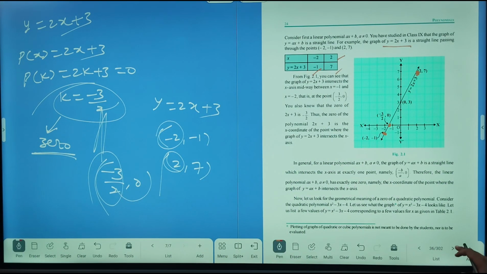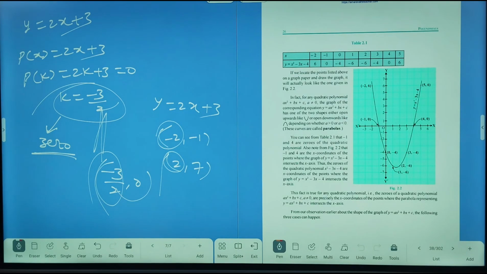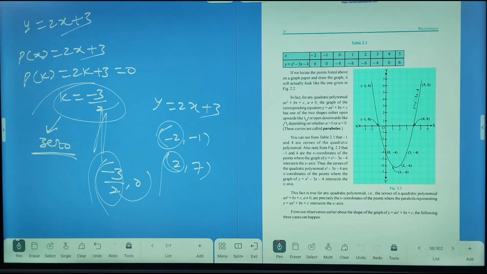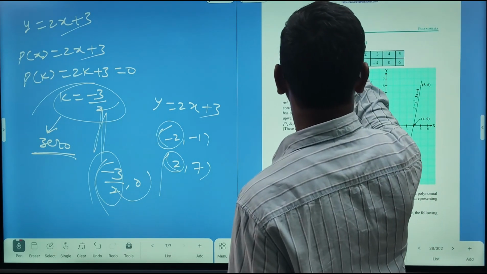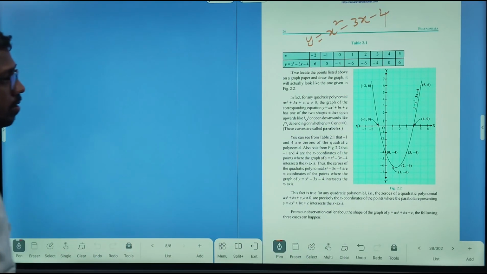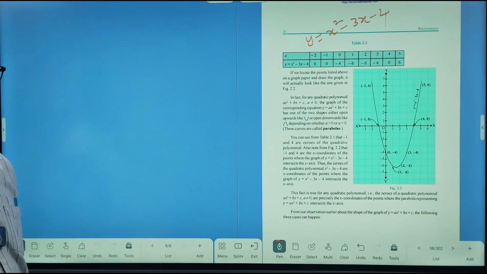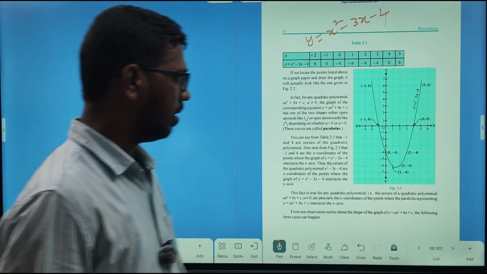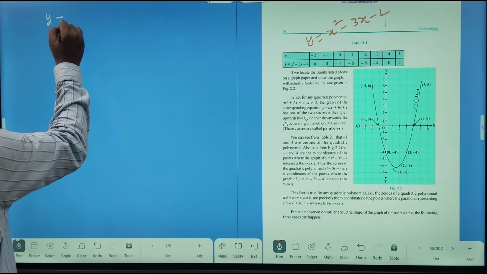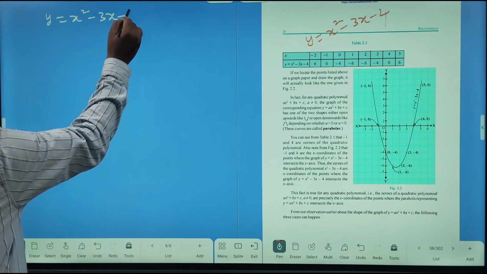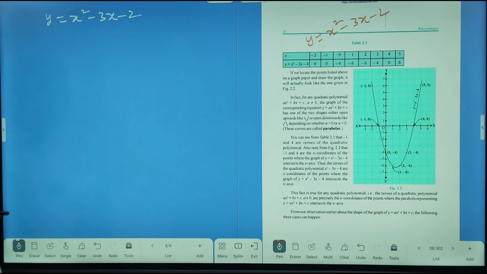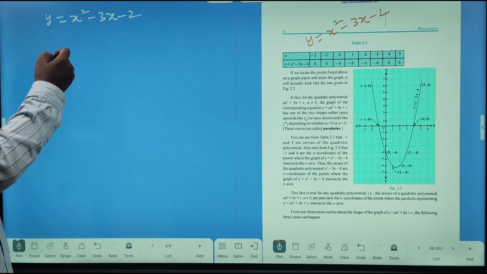Next we discuss the quadratic polynomial y equal to x square minus 3x minus 4. We are discussing y equal to x square minus 3x minus 4. Here also the same thing, I am substituting more points. Of course, this will be a parabola.